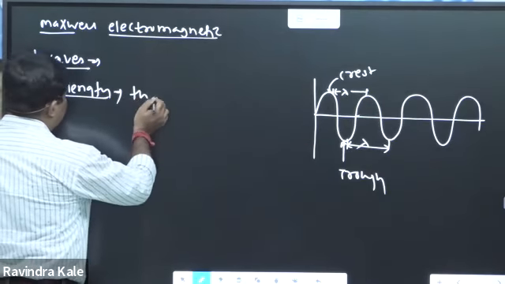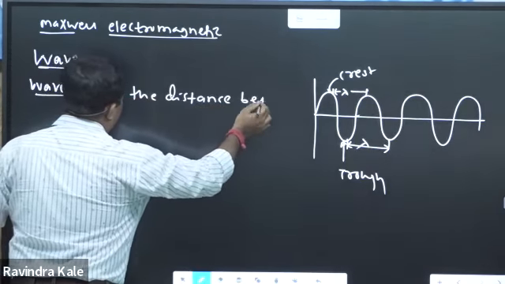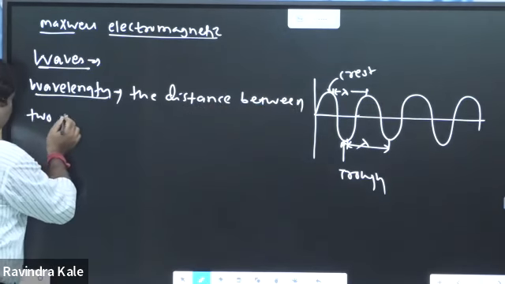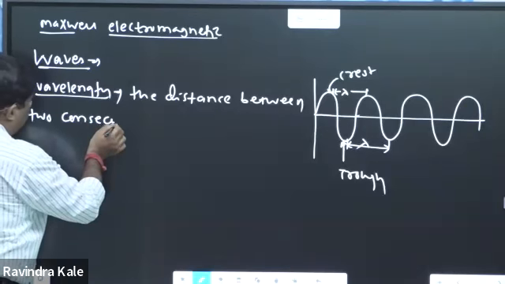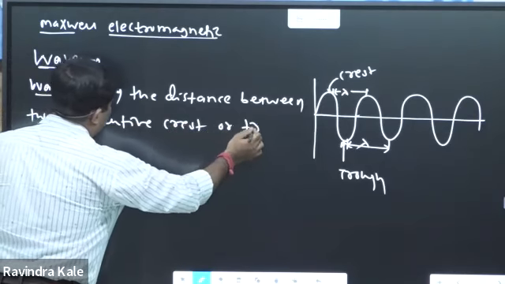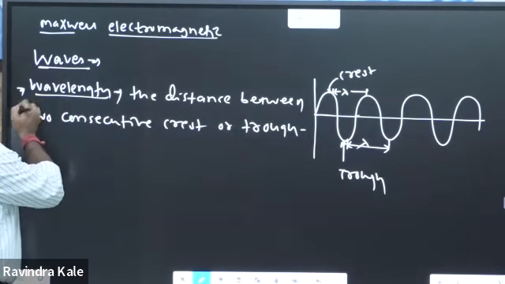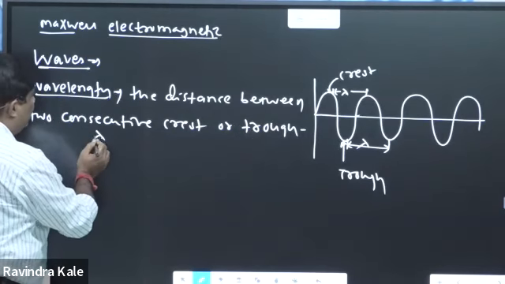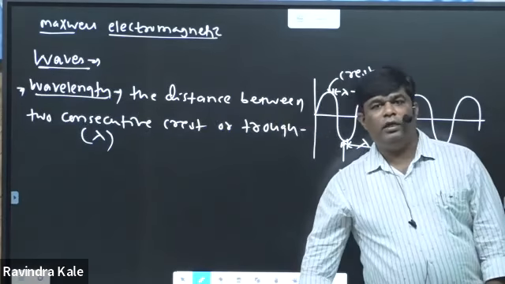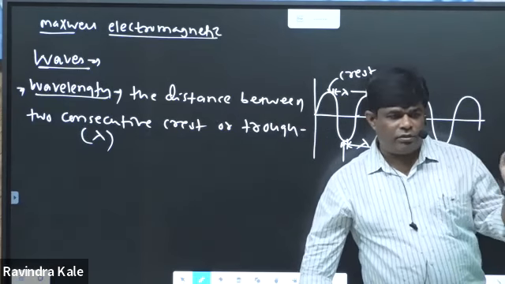The distance between two consecutive crests or troughs is known as the wavelength. And it is represented by lambda. So what is lambda? It is the wavelength. And what is the definition of wavelength? Very simple: distance between two consecutive crests or troughs.